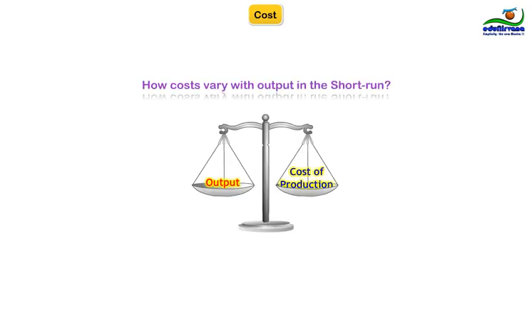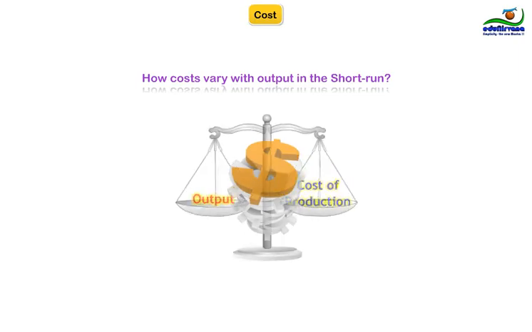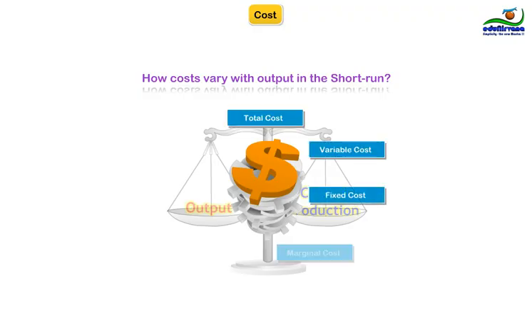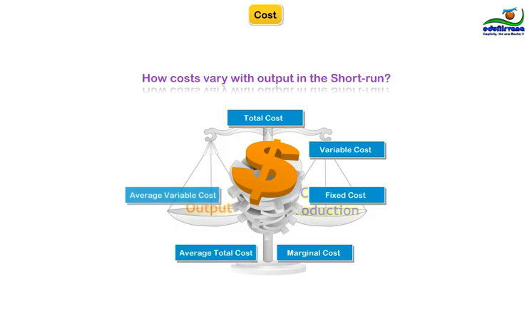Our first step will be to tackle the question of how cost structures vary with output in the short run. There are 7 different types of costs to keep track of: total cost, variable cost, fixed cost, marginal cost, average total cost, average variable cost, and average fixed cost.